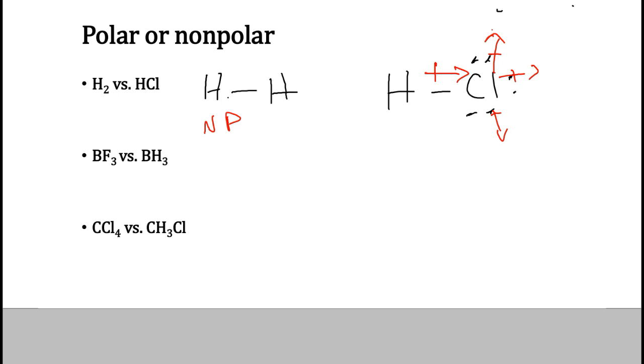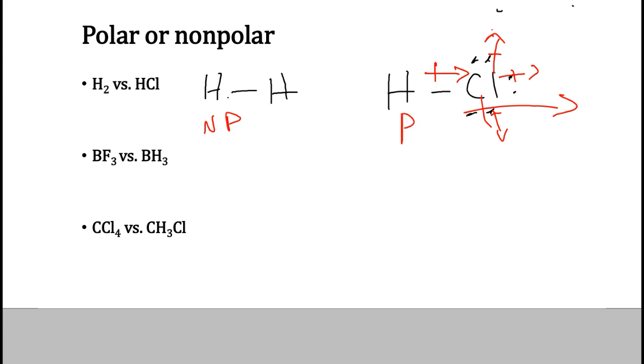you can look at chlorine and say, okay, well, there is a tetrahedral arrangement around the chlorine, but then there's only one bond to it. So overall, there is a net dipole, and it is going to be going this way. So this molecule is polar.